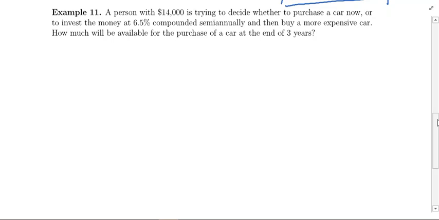This person has $14,000, and they're trying to figure out, should I go spend the money right now and get a car? Or should I wait a little bit longer and invest the money for 3 years, and then I'll have a little bit more money and I can buy a nicer car? So this question is not asking what choice should be made. It is just asking that if the person did decide to invest the money for 3 years, how much would be available to buy a car? We did first see this example back in example 5, so let's go take a look at that.